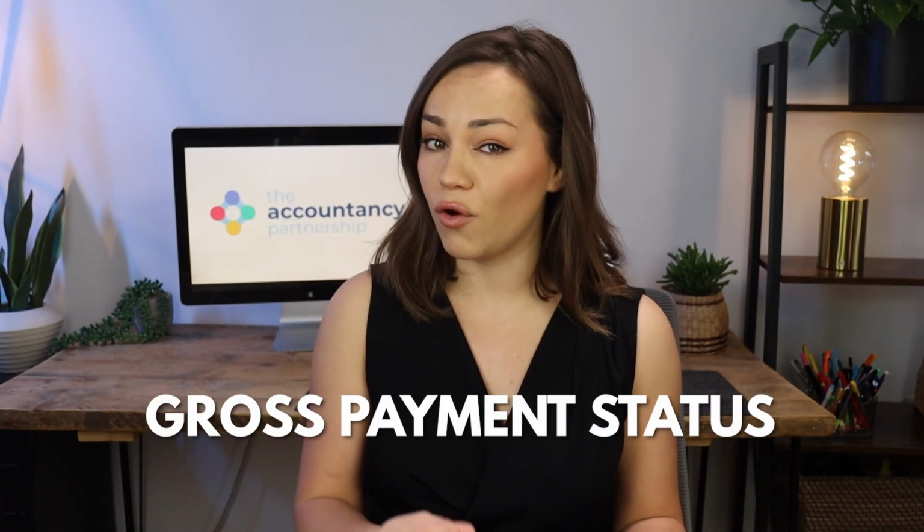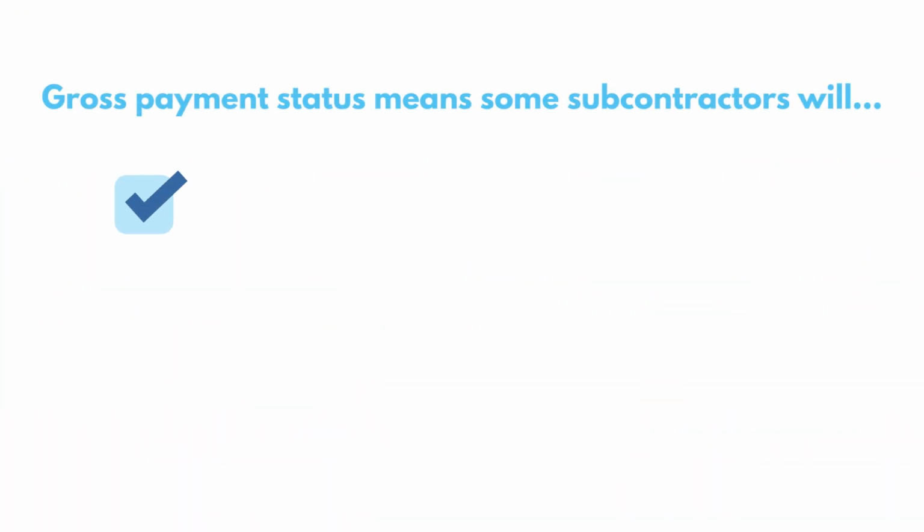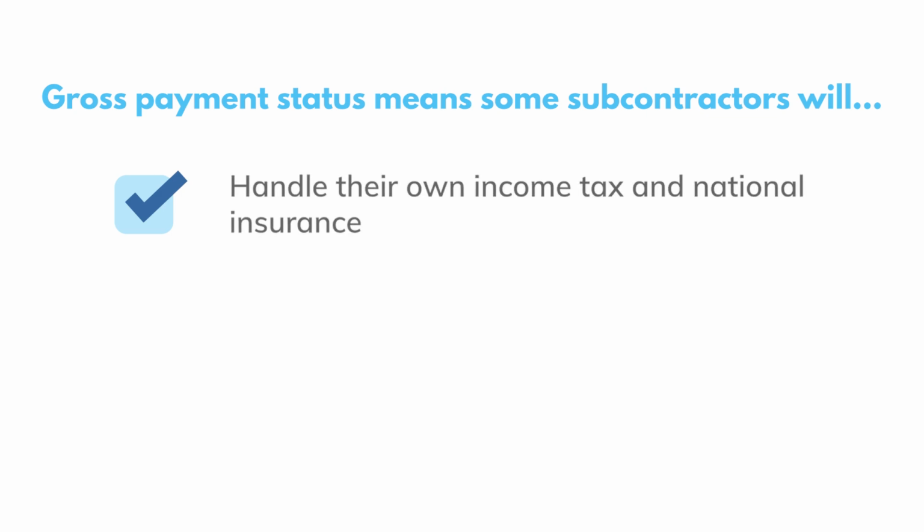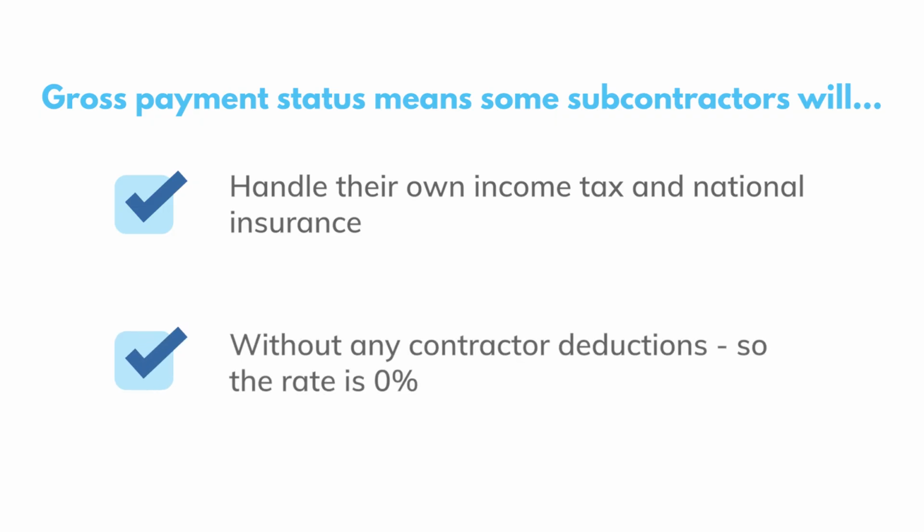But some subcontractors may also have what's called gross payment status. This means they will handle their own tax and national insurance when they complete their self-assessment, without any contractor deductions, so the rate is 0%.